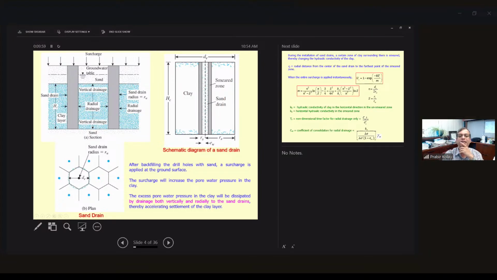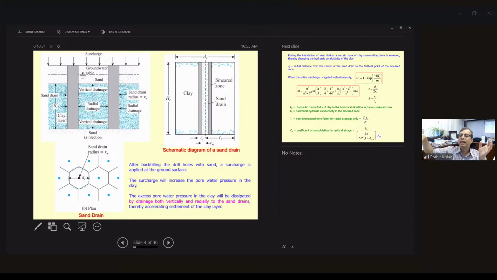Here, the sand drain radius is RW, and then what is happening over here in the plan, you see the blue dot is the sand drain, and this is the equivalent diameter of this. D is the equivalent diameter that we need to calculate, depending on the pattern. So this is like a triangular pattern. You see here, this is the triangle. But you can find out the equivalent diameter. So for one sand drain, how much area is it going to cover?